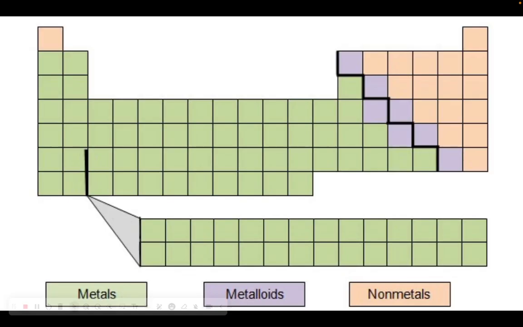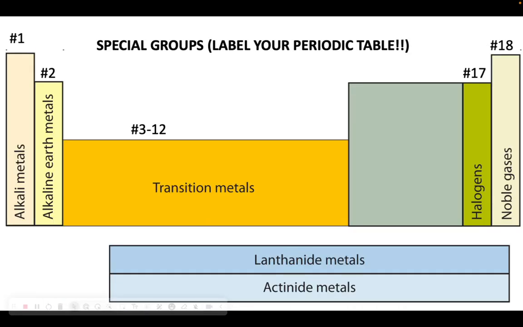Like I said earlier, we have our stair-step line, which is already outlined on your periodic table, and you can also see it on our periodic table in the classroom. It separates our metals and our nonmetals. Now notice along my stair-step line, I do have what are called metalloids. Let's talk about these special groups. You will have an opportunity to label these on your periodic table later, but this is available in the slides if you'd like to go back.